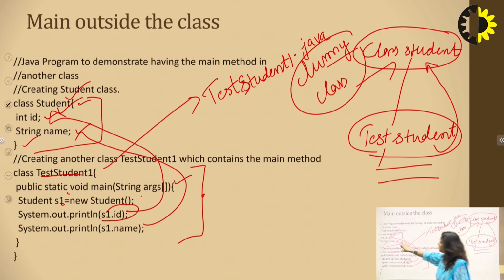So we do not save the file with the name Student, as the Student class does not contain the main method. So this is an example of how a class containing a main method can create an object, and that object is accessing its own class which is outside your main method.